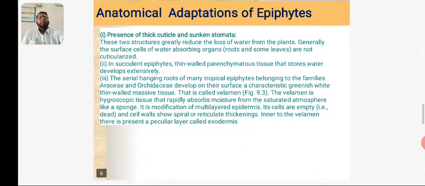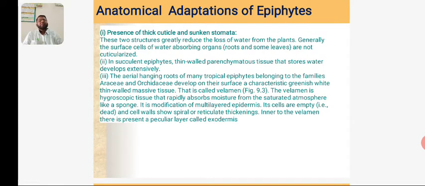Then see here the anatomical features, how they differ from other plants. The presence of thick cuticle and sunken stomata. These two structures greatly reduce the loss of water from the plant. Generally, the surface cells of water absorbing organs, roots, and some leaves are not cuticularized. In succulent epiphytes, thin-walled parenchymatous tissue that stores water develops extensively.